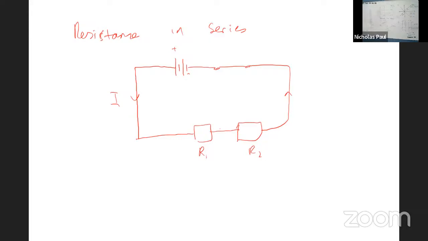Current in series, what do we know about current in series again? Anybody online? Current in series is the same, right? So the current going through R1 is the same current going through R2. By the way, how do we measure current in a circuit? Using a what? An ammeter, connected in series. And your voltmeter is connected in parallel.